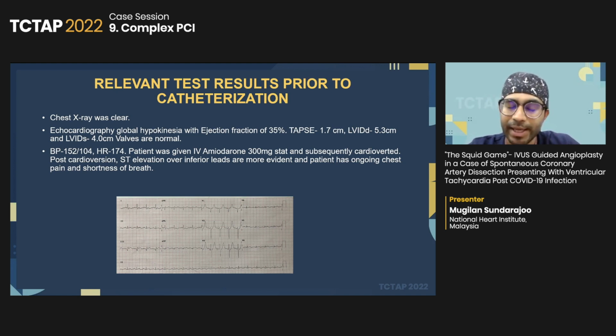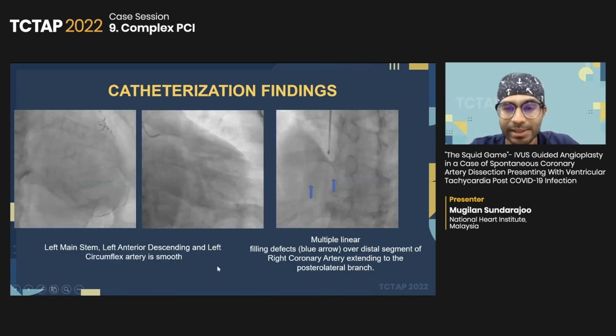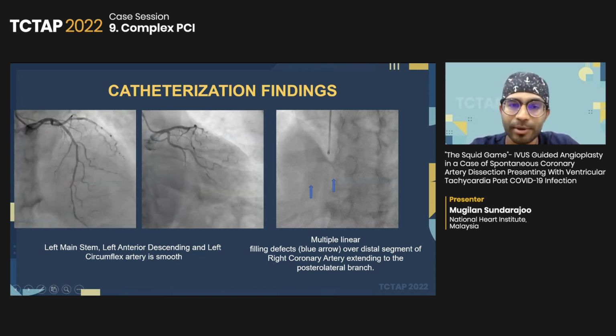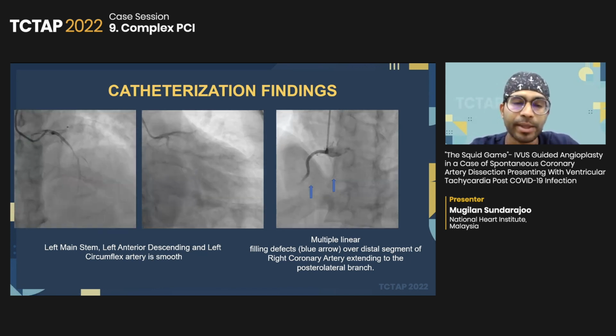Post-cardioversion, we realized that the ST elevation over the inferior leads became more and more evident. At this juncture, the patient was actually having more and more chest pain and difficulty in breathing. So in view of ongoing ischemia and ECG changes, we realized that we needed to do something about it. We brought the patient to our catheterization lab.